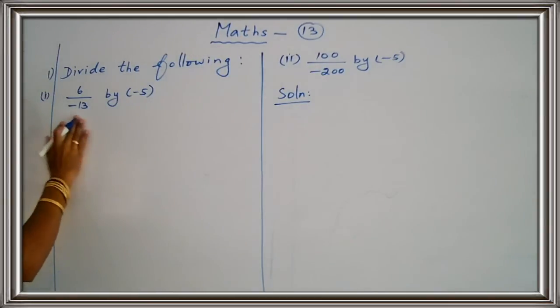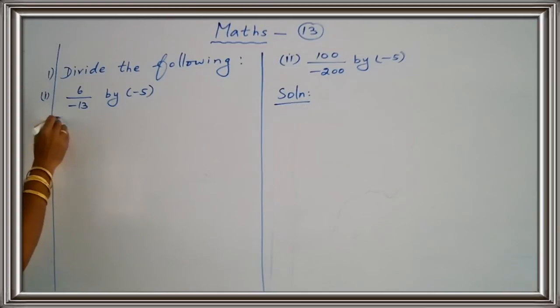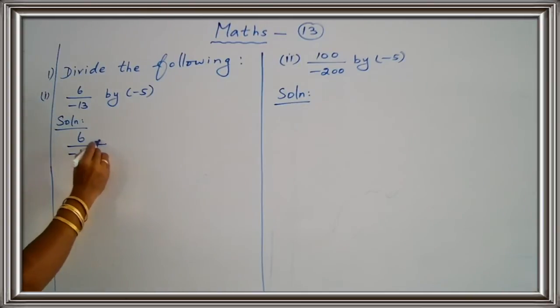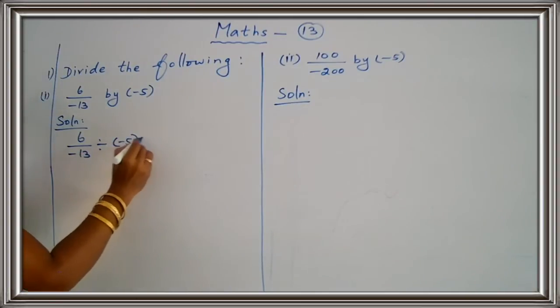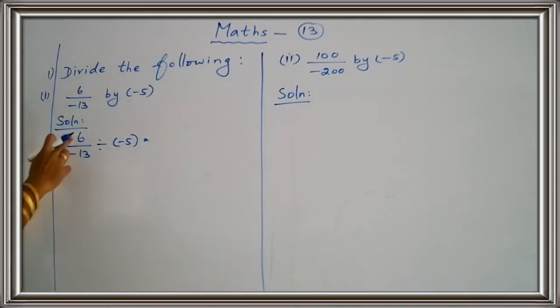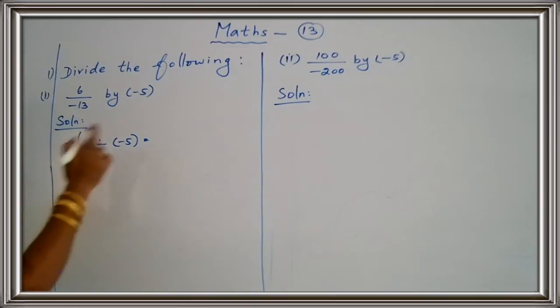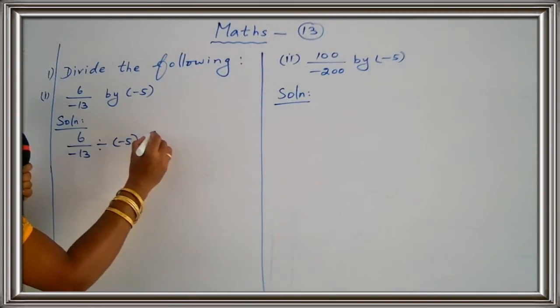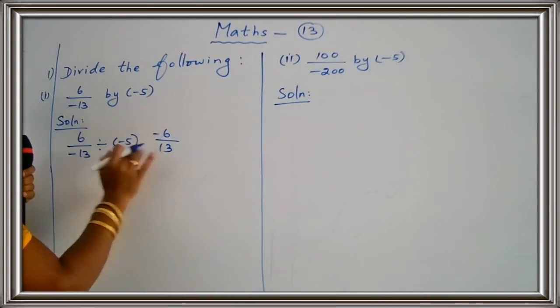Okay. Now let us see the continuation of the previous class. Listen carefully. In the previous class, what have we studied? We have studied division of rational numbers. So all of you look at the board. Your first question: divide the following. Our first question is 6 upon minus 13 divided by minus 5. Write the solution.